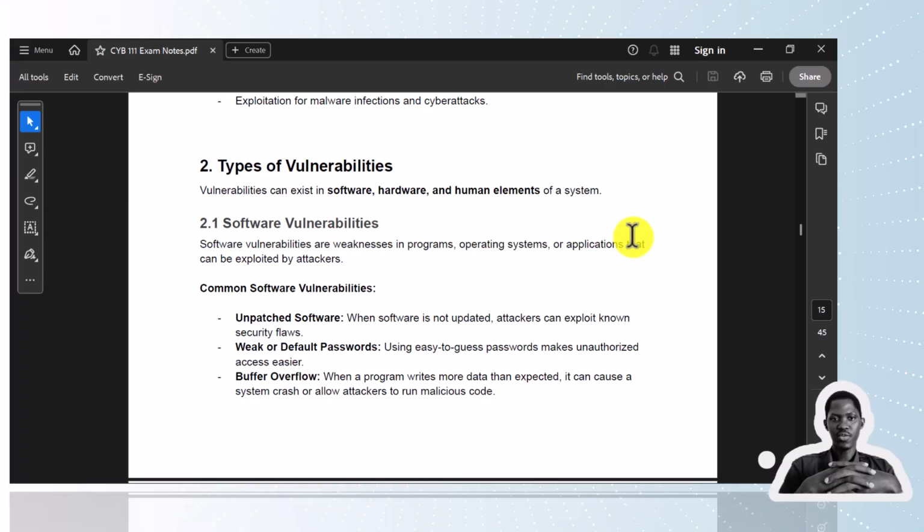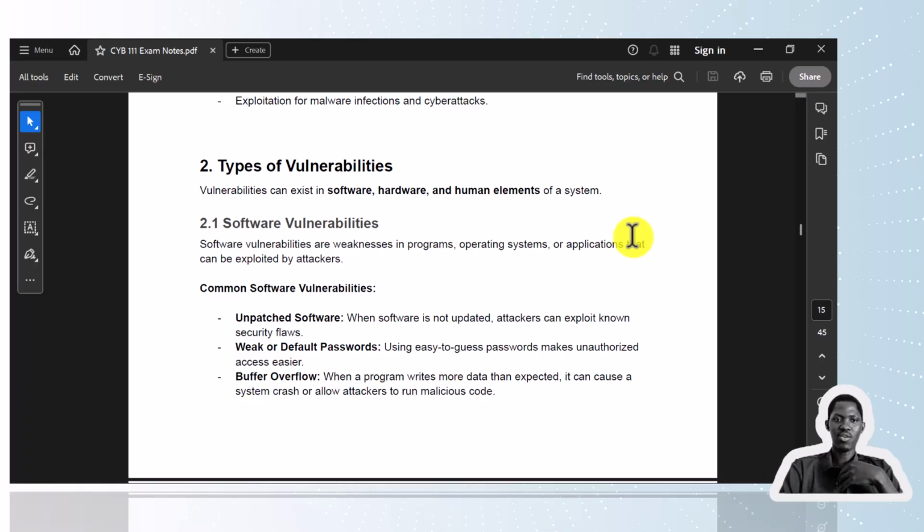We have weak or default passwords. So this is a very common vulnerability. So now you see most websites, they are trying to help you get a very strong password. You understand? And then put two-factor authentication on that, or multi-factor authentication. So weak or default passwords, as easy as it sounds, that is as easy as it is. So using easy to guess passwords makes unauthorized access easier. So imagine your password is 12345. That is just very easy to guess. I'm sure I've explained this in class before. So that's another common software vulnerability.